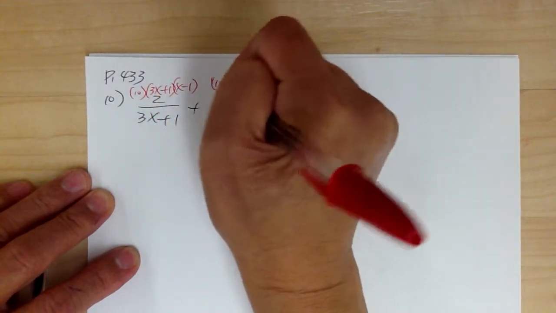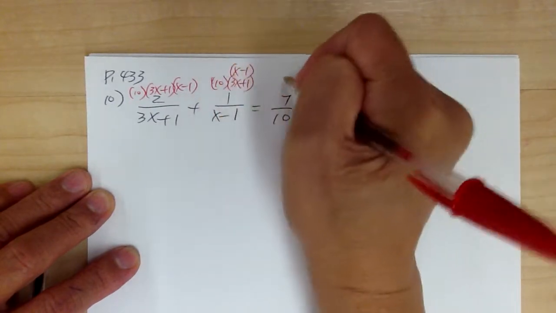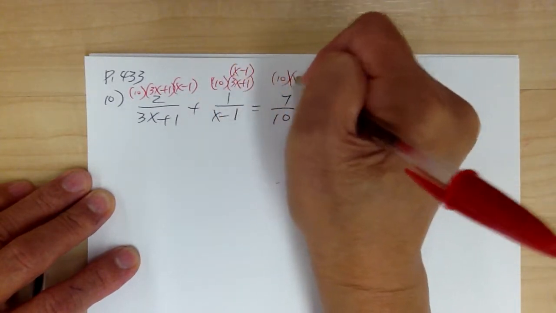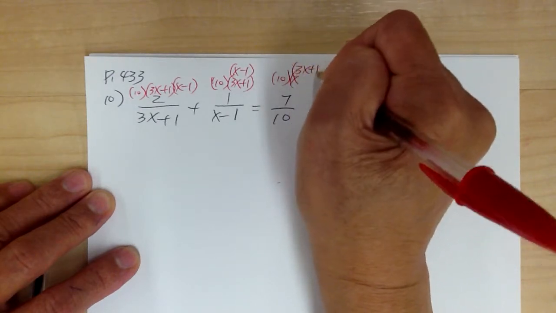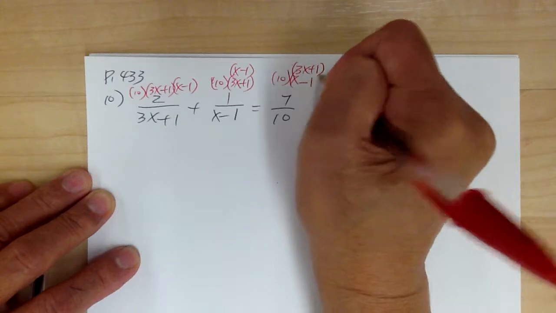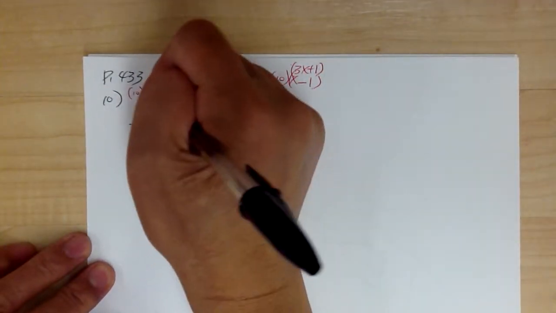So multiply by 10, 3x plus 1, and x minus 1. Okay, so let's start to cancel things out and multiply. So this cancels with that.